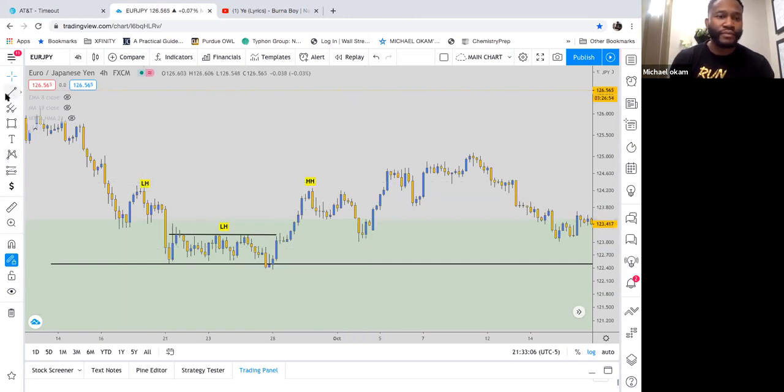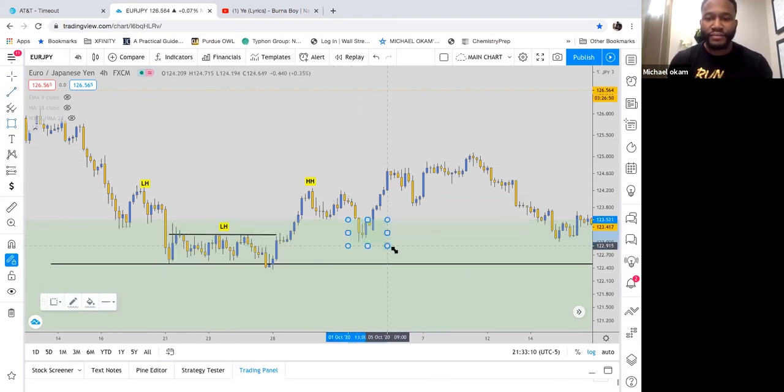So let's highlight this area right here. Let's make this yellow.